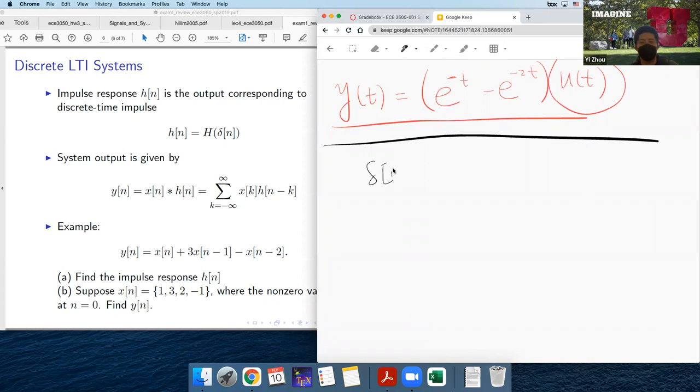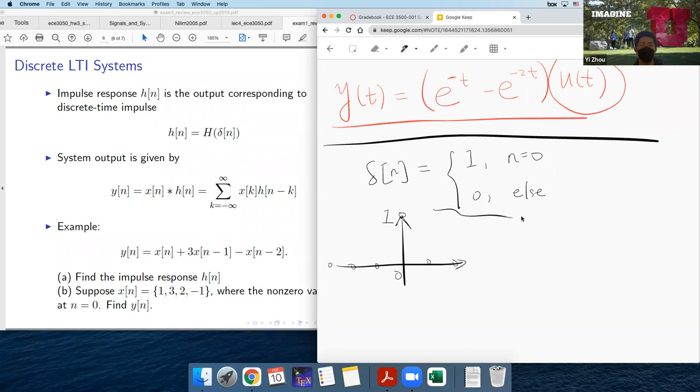So delta n is simply a discrete arrow located at the original point. And the amplitude of this one is just one. So in this case, it has an analytical expression.